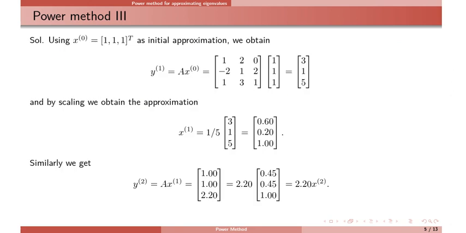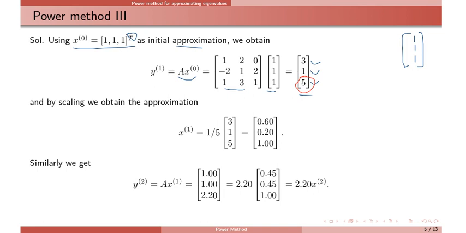So start with the initial guess x0. It is not given here, so you can start with 1 1 1. This T denotes the transpose, so it is a column vector. Then apply A on x0, so just multiply A with x0. You get this answer 3 1 5, and we take the next approximation whose norm is 1. So divide this vector by its largest component.